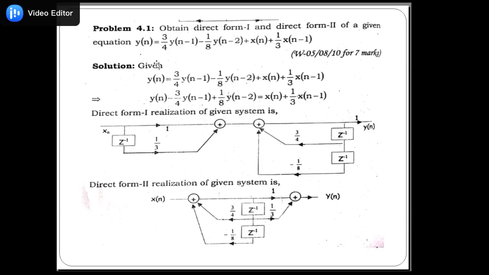Suppose obtain direct form 1 and direct form 2 of given equation, that will be the provided y of n is equal to this equation. Then you have to shift these y of n terms on left side and x of n term on right side. Then that will generate the direct 1 form, x of n multiplied 1 by 3 multiplied with delay version of this, that's why 1 by 3. Then for y of n you have considered that will be the multiply is 1. Then 3 by 4 delay version of 1, that's why sign will change. Then 1 by 8 multiplied with delay sample 2, the sign will change. If you have shifted this on left side and that will be shifted on right side and the combination will take place, that is called as direct 2 form realization.